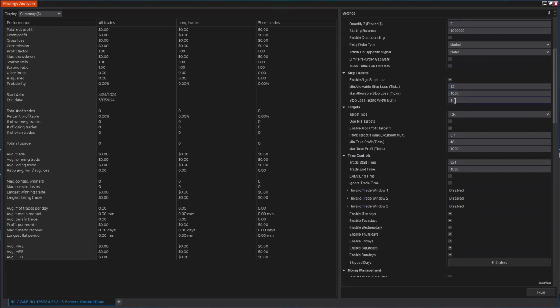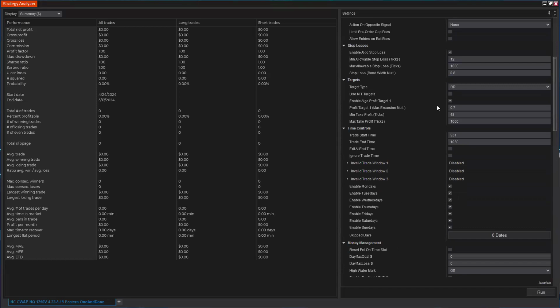Enable algo stop loss bandwidth. I'm going to go 1.2. Let's go actually something different. Let's go 0.8. Enable algo profit target. Again, I'm going to go 0.8. So that means I'm going 80% to the high. Minimum profit target, whatever, I'll just say 8.